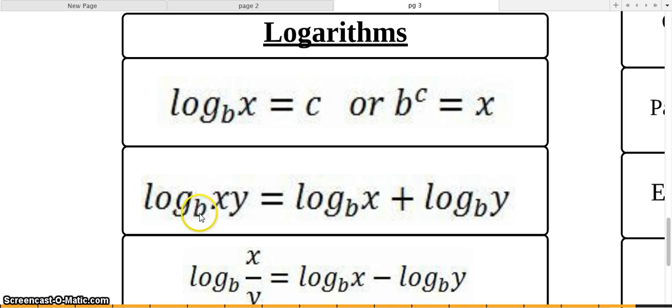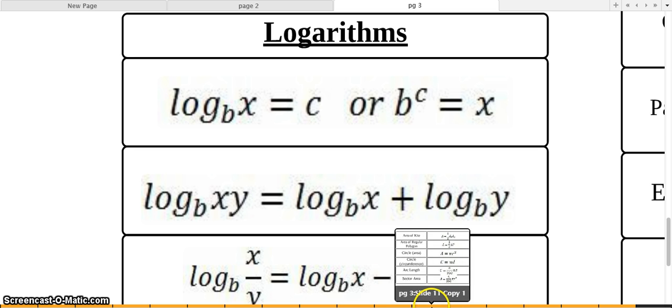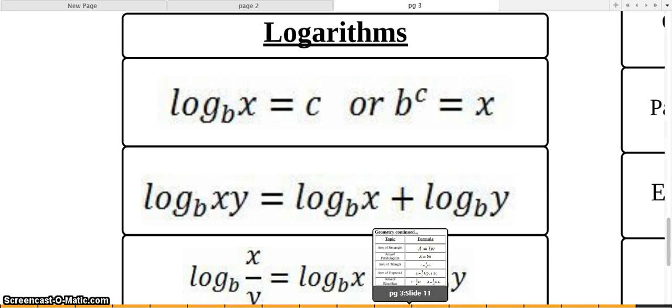If you have log base b of a product, x times y, then you could take log base b of x and add that to log base b of y. That helps you simplify your logarithm. And then this is the property of division, log base b of x over y. That's equal to log base b of x minus log base b of y. Hopefully you'll have seen that before, and if you haven't, then don't worry about it.